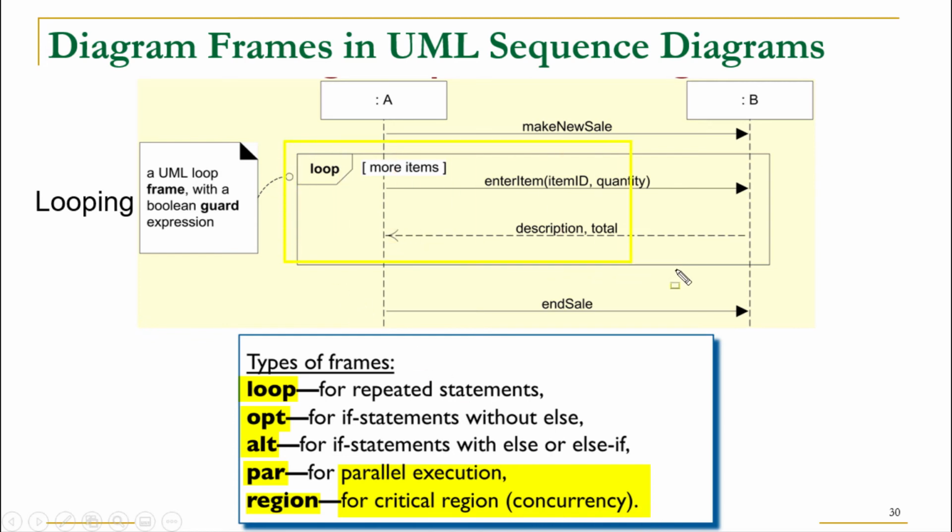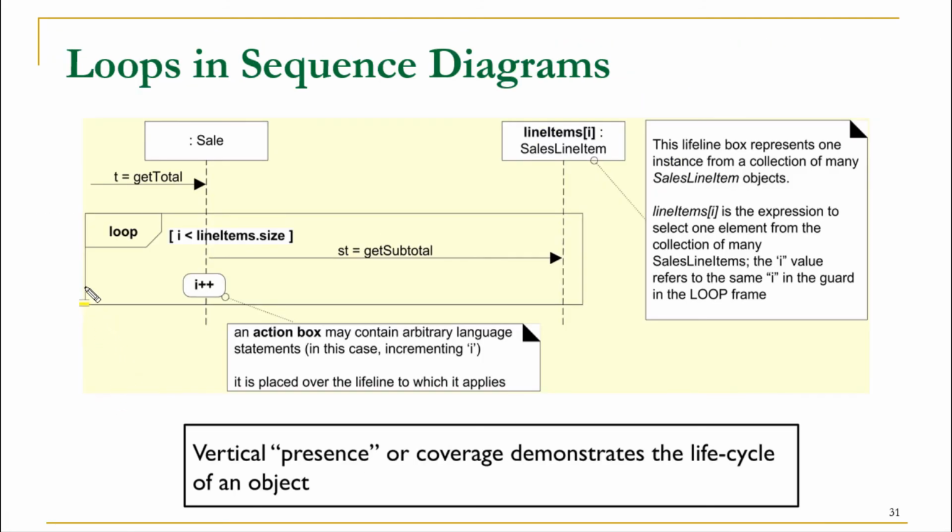So in this example, we are creating a loop, and in this loop we want to enter multiple items. So this loop at the top left corner represents that this frame is specifically for representing a loop. So we enter multiple items in this loop, and we keep on entering the items until and unless we have more items. And every time this message enter item returns us with the description and the total. In this example, I can clearly explain the usage of the loop frame.